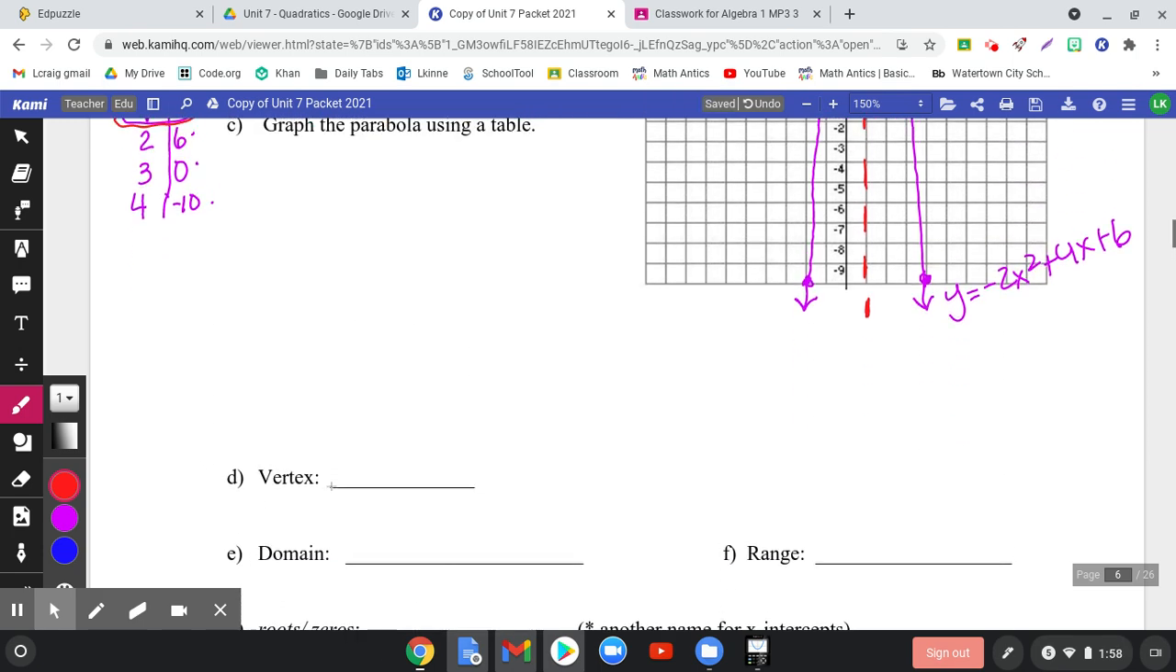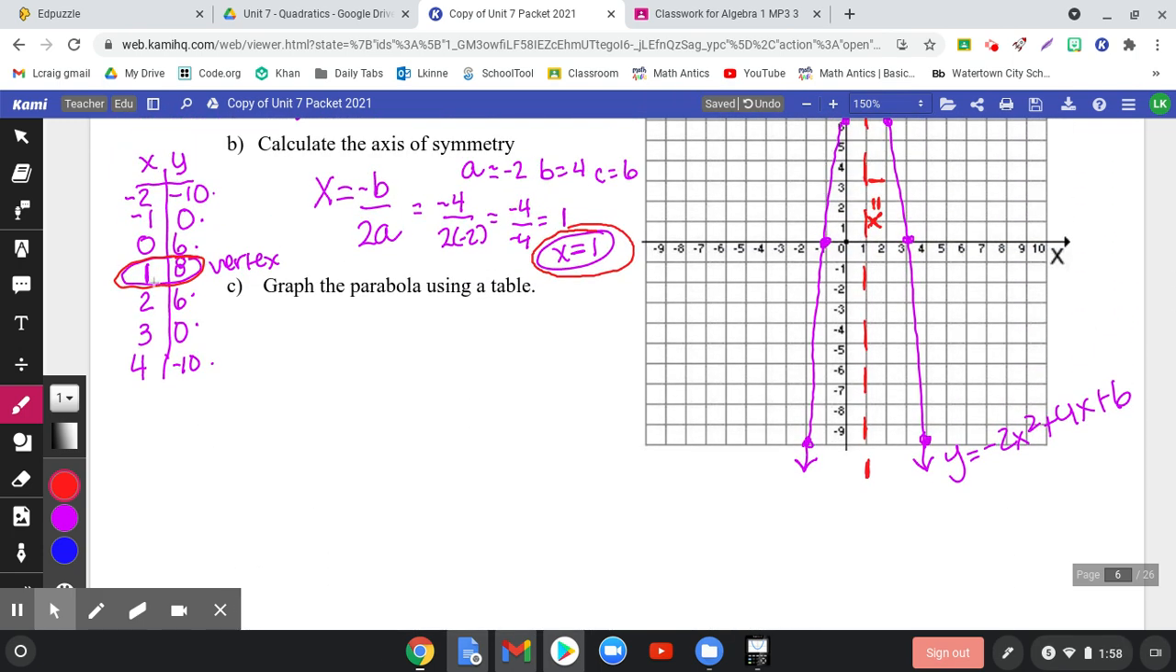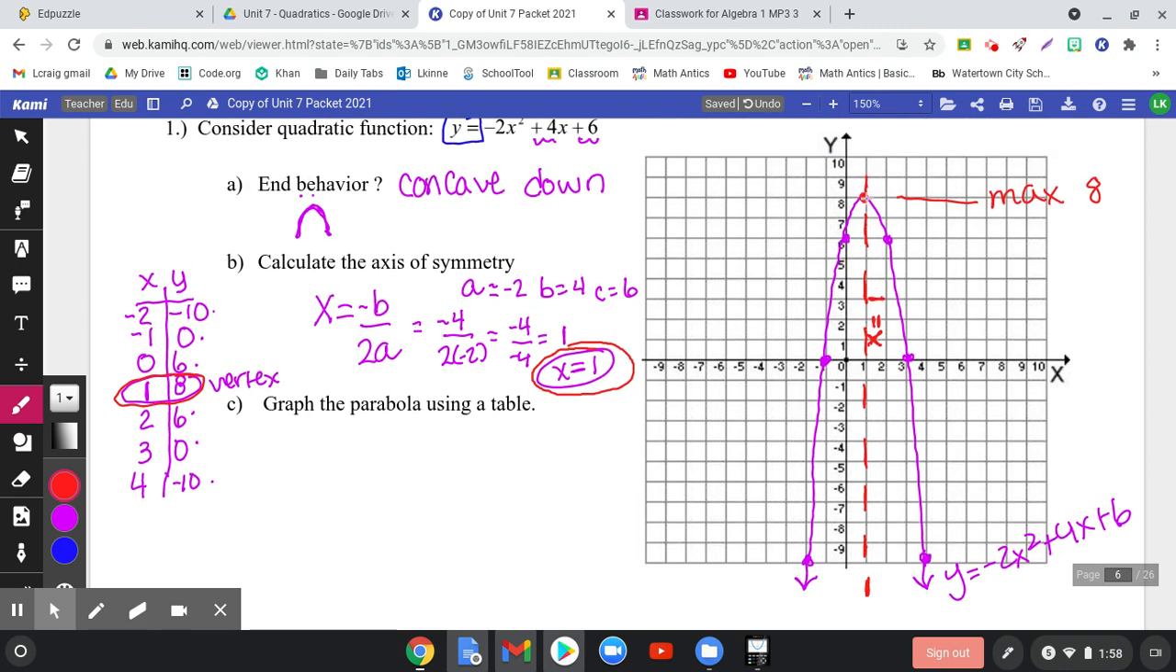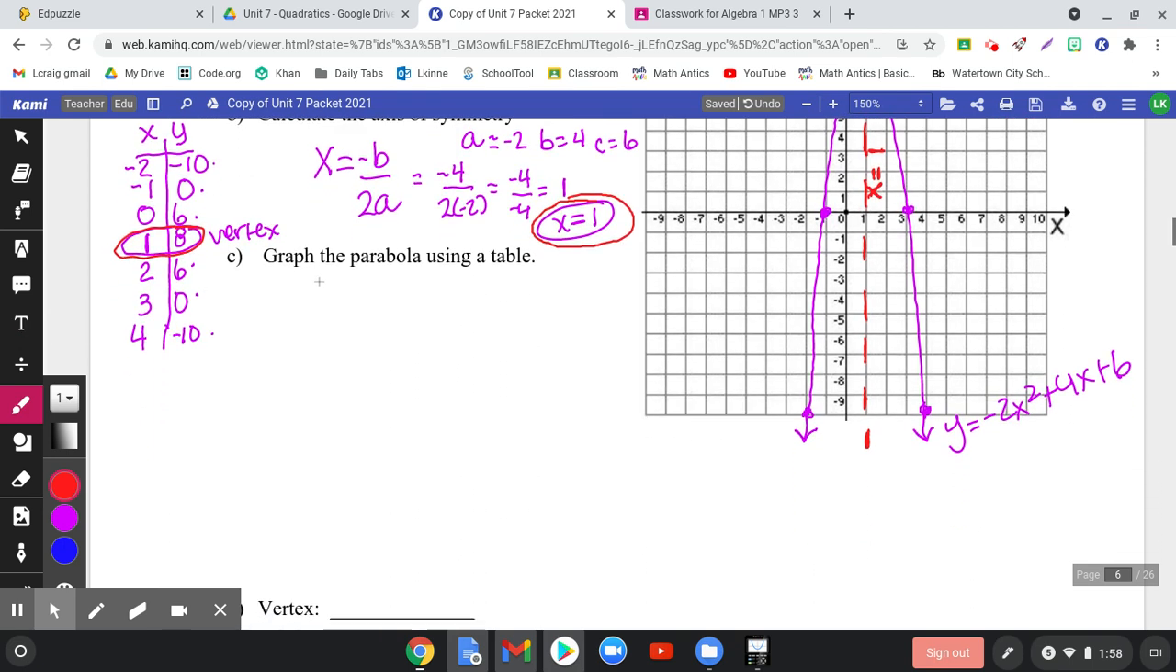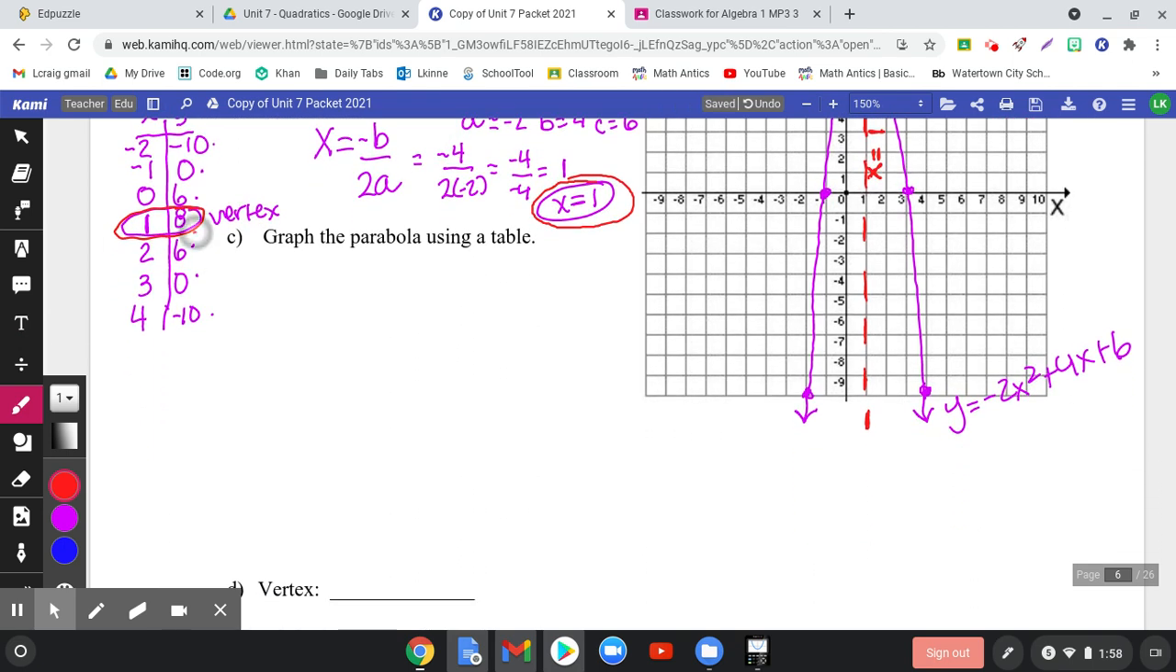Okay, so let's answer some questions. Your vertex is 1, 8. It's also right here. Your vertex, if you want to label, you can. But again, it's the point 1, 8. It's a point, so make sure you've got your parentheses around it.